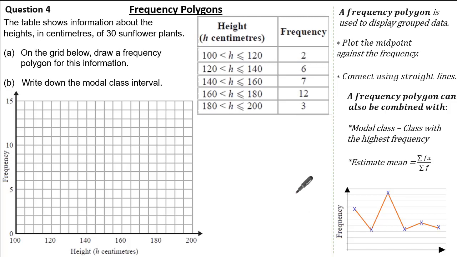Let's have a look at another exam question. Here we have a table which shows the information about the heights in centimetres of 30 sunflowers. We're asked to draw a frequency polygon using this information and also identify the modal class interval. See if you can give it a go and press pause if you need.